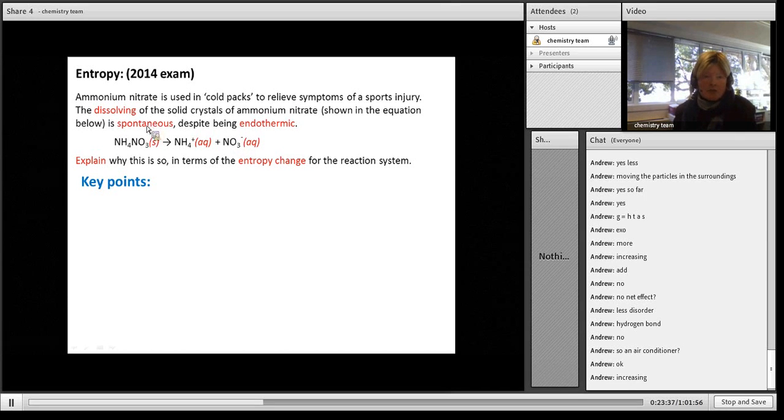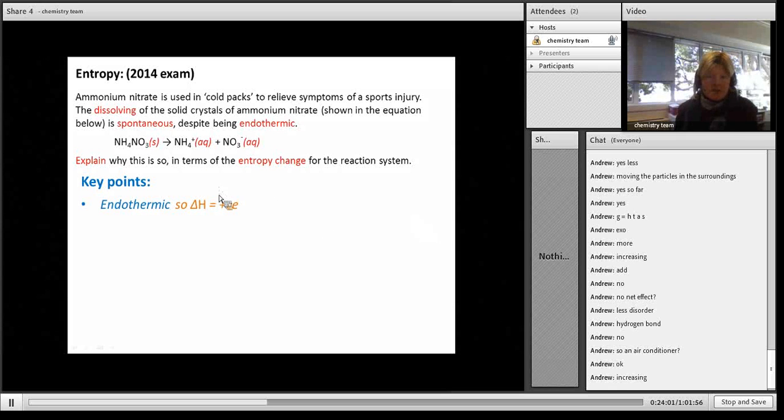Then you've got to, I've highlighted the word spontaneous, because remember, for a reaction to be spontaneous, delta S overall has to be positive. So somewhere in your answer you must state that and explain it. And then you're also told it's endothermic. So you've got to relate to that. And then of course you've got to explain. So a one-word answer is not going to cut it.